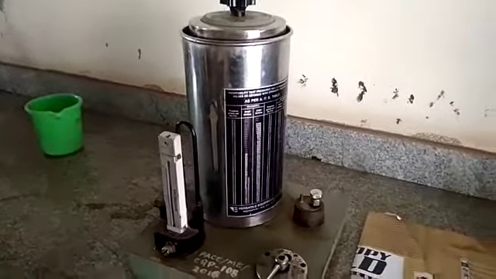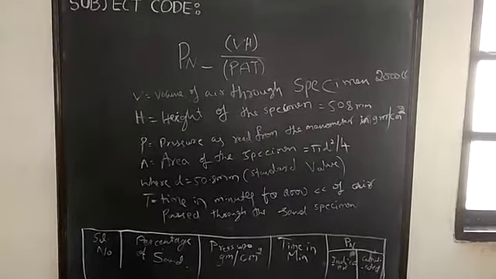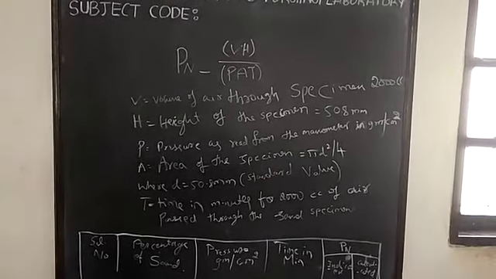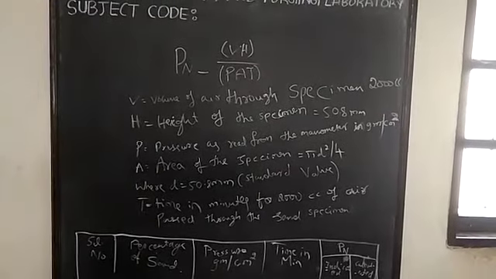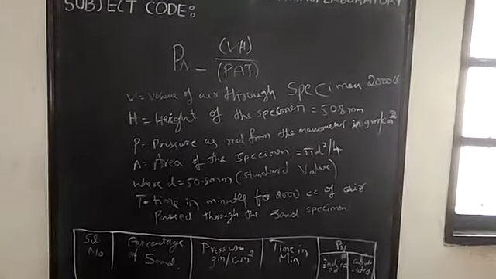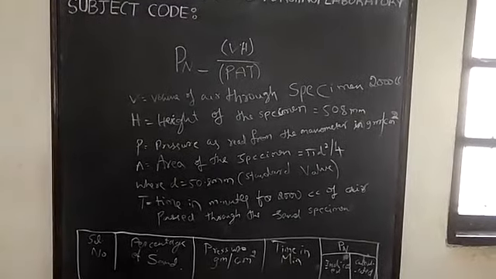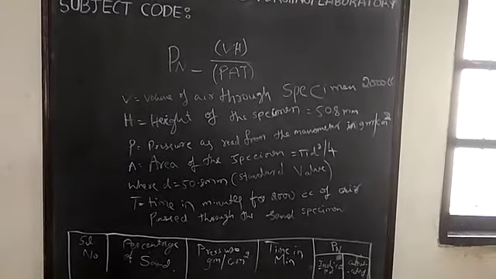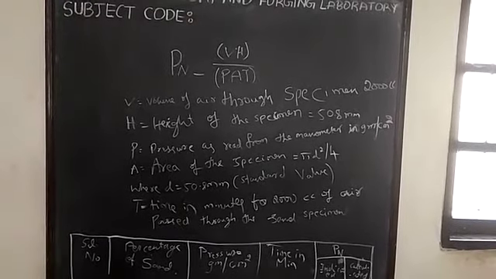So we are using a standard permeability test machine, and this is a calculation to find the permeability test number. The formula is given, where V is the volume of the air through the specimen, that is 2000 cc of air allowed through the sand specimen, and h is the height of the specimen which we are preparing, and it is standard, that is 50.8 mm. P is the pressure, as we are going to get from the manometer.